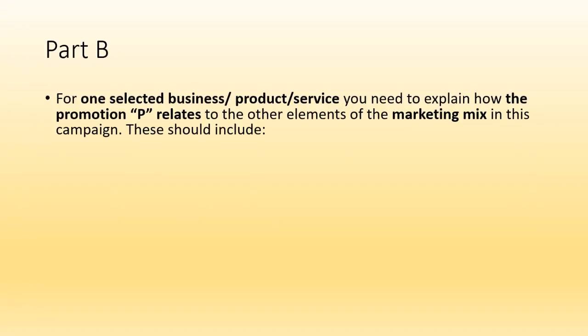For Part B, you need to use 1 selected business, product or service. You will need to explain how the promotional P relates to the other elements of the marketing mix in the campaign. So this should include product. What is the product? What does it do? What's unique about the product? How is it related to promotion? The price. It uses a particular pricing strategy which helps achieve promotion. So you might use something like competitive pricing, for example.